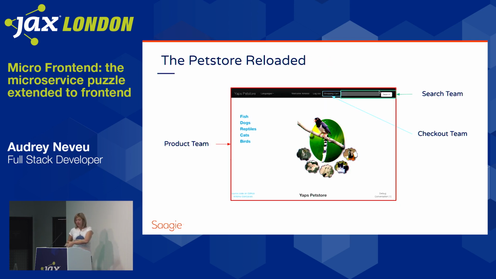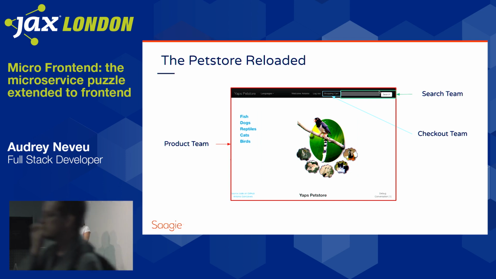So, if we are looking back at our pet shop example, but slightly rebranded, it means that, for example, you will have this product team, which is in charge of this page. That's the only team in charge of this page. And the product team is going to use components provided by other teams. So, for example, here it will use the search bar provided by the search team and the checkout menu provided by the checkout team.